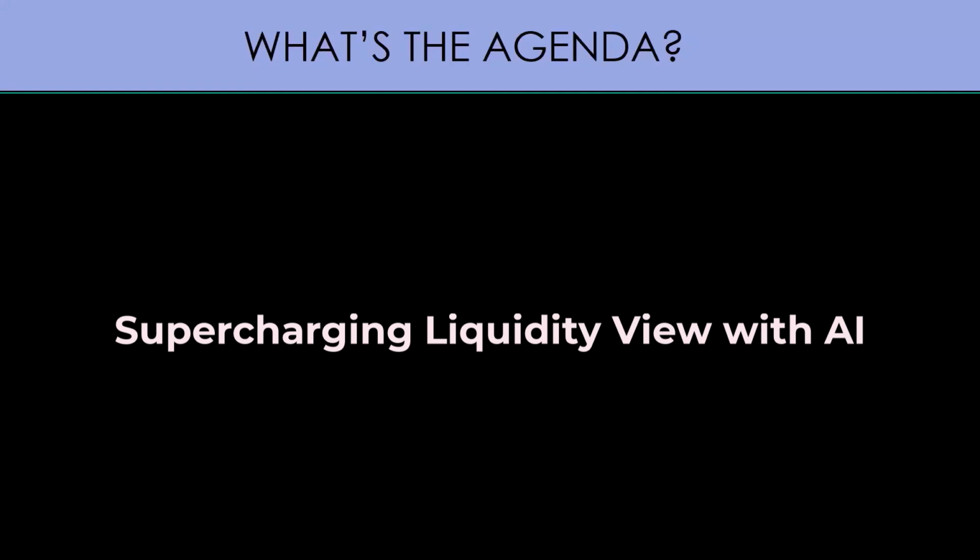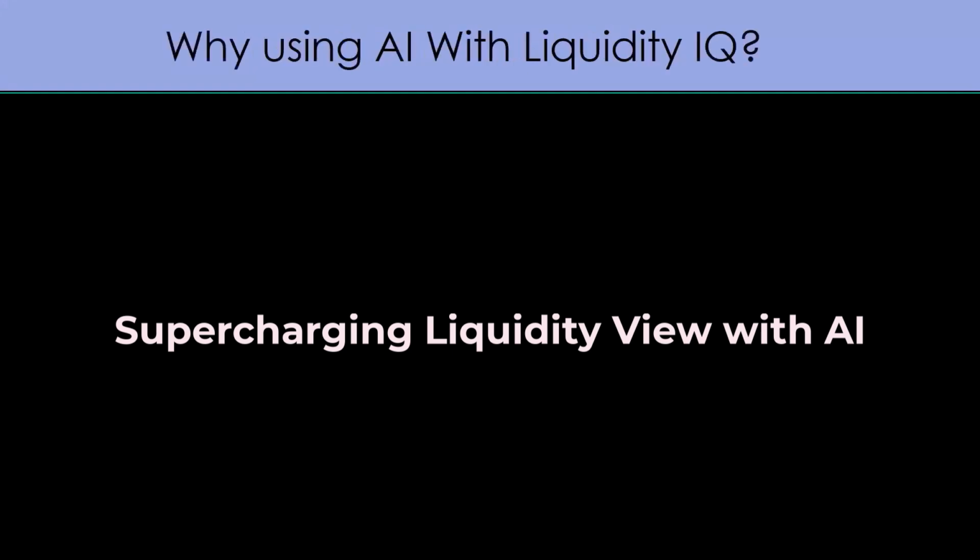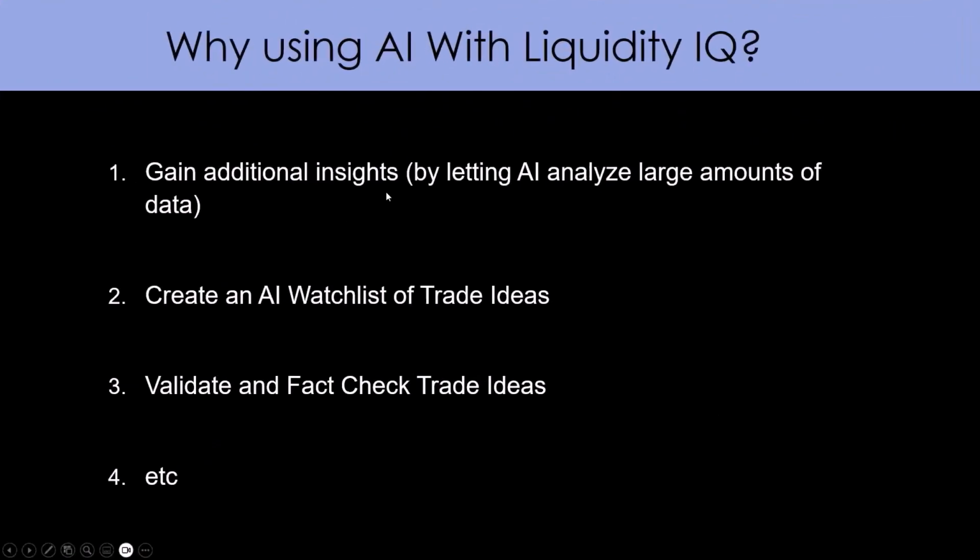Well, here are some interesting ideas why this might become interesting. First of all, gain additional insights. There are so many stocks that Liquidity IQ tracks, and so many data points for each stock that Liquidity View tracks. Looking at all these manually with your filters and with the naked eye might become a bit overwhelming. For analyzing large amounts of data, AI is really the prime candidate, because AI doesn't get tired. It's primed to do exactly these kinds of tasks. So gaining potentially unseen insights about what's going on in the market could be one use case.